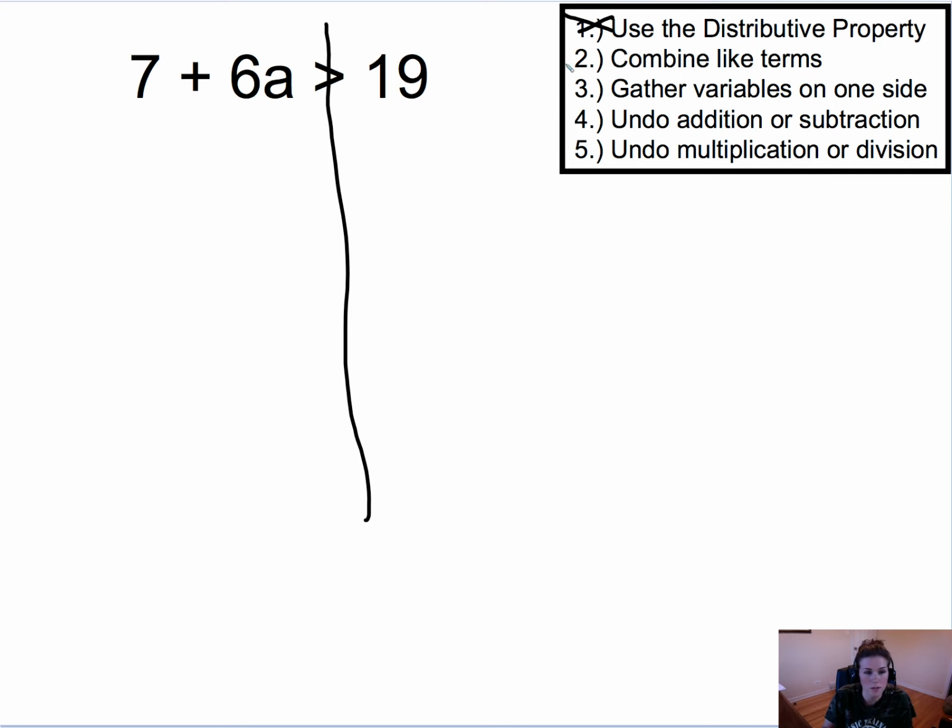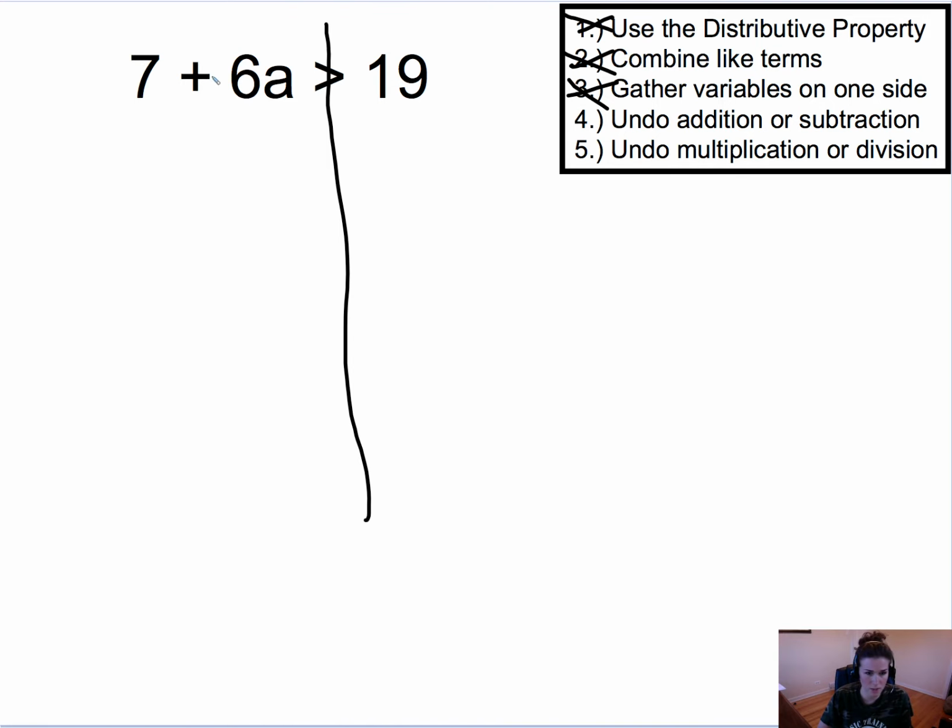Step 2, combine like terms. We'll look on the left. We have a number and a letter. Can't do anything there. On the right, all we have is a number, so we cannot combine any like terms. Step 3, gather variables on one side. We only have variables on the left, so we don't need to worry about that. Step 4, undo addition or subtraction.